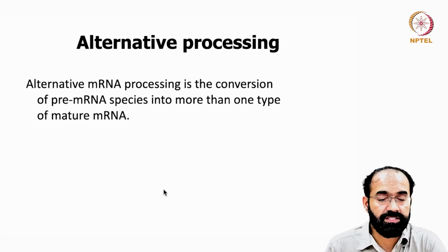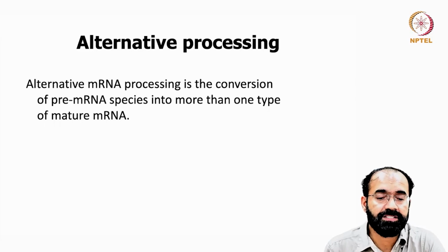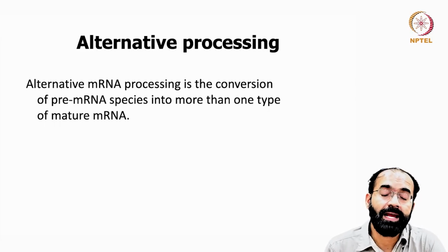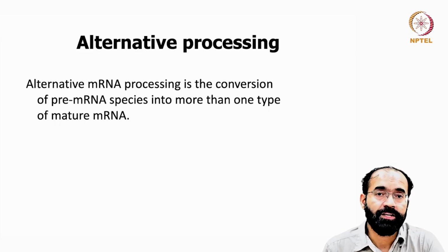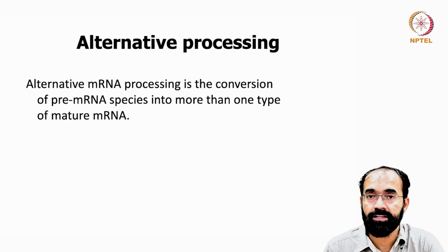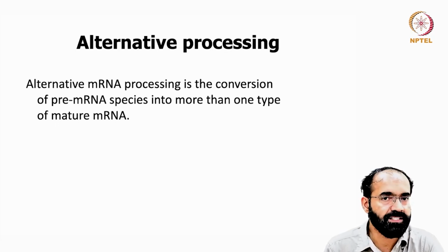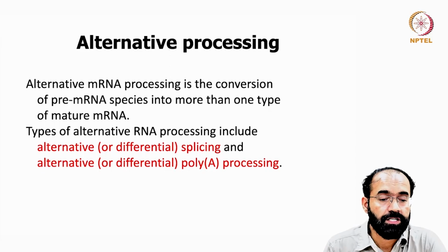Alternative RNA processing is the conversion of the pre-mRNA species into more than one type of mature RNA. When you make more than one type of mature RNA, it can technically give more than one type of protein, but the energy spent, or the effort put in, is only for transcribing one gene. In a simplistic form, we can say that.